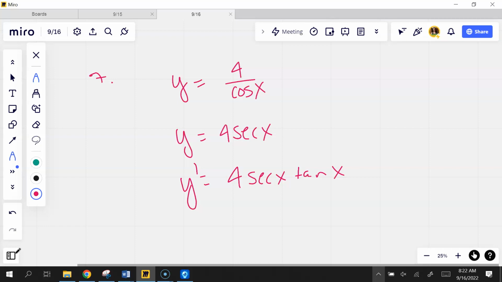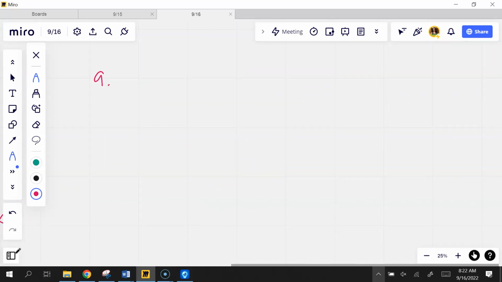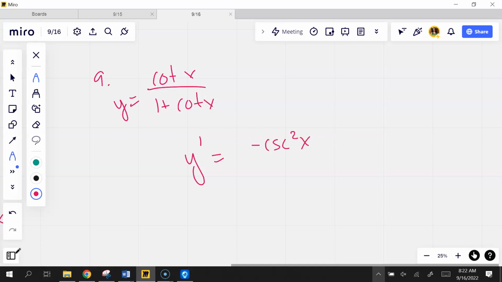What else? 9 and 10. Cotangent x over 1 plus cotangent x. I'm thinking we're going to have to do a quotient rule. Okay, well, let's do it. We don't like this. All right, derivative of the top. What's the derivative of cotangent? Negative cosecant squared, right?